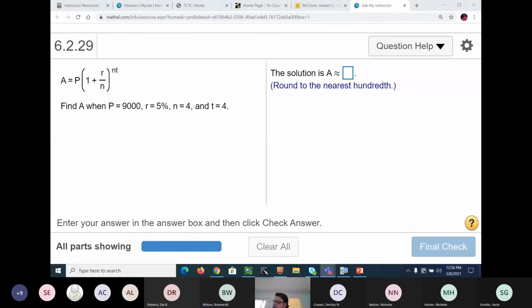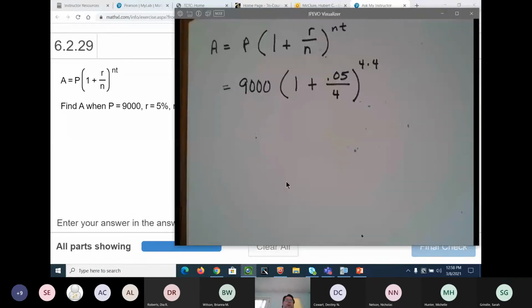0.05 over 4, raised to the 4 times 4. I'm writing this down for you. That should be what it looks like. So here we go. 0.04, 0.05. So I'm going to do all this first.